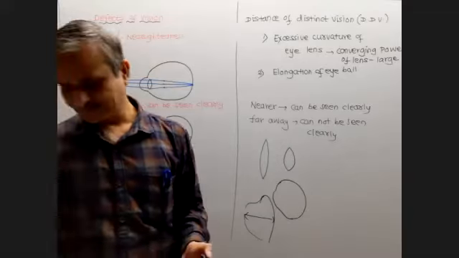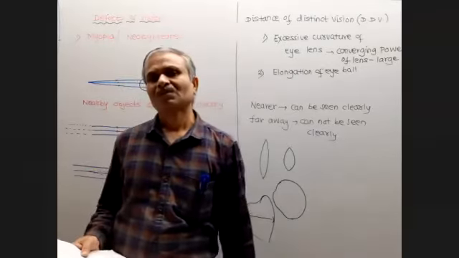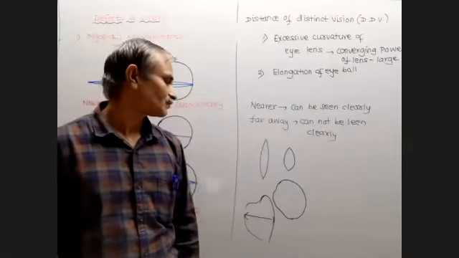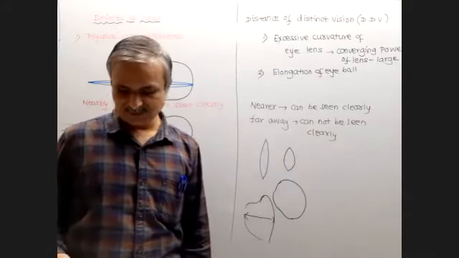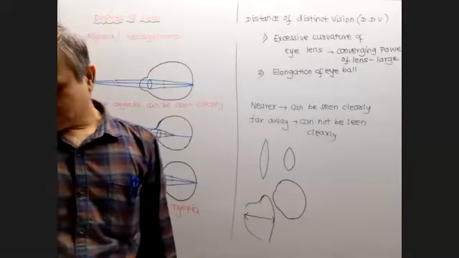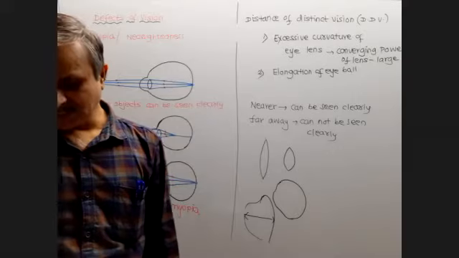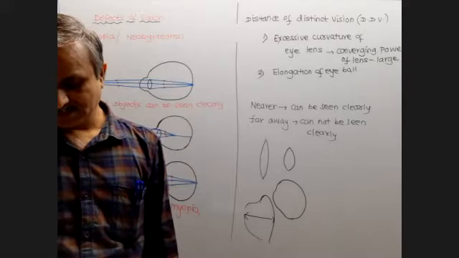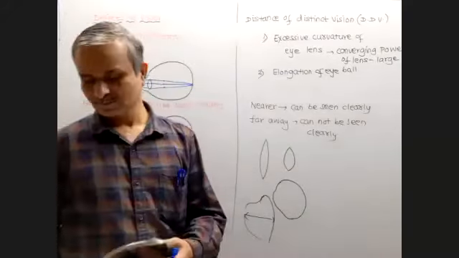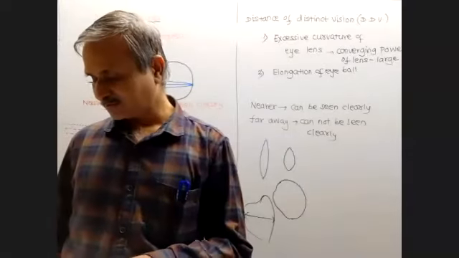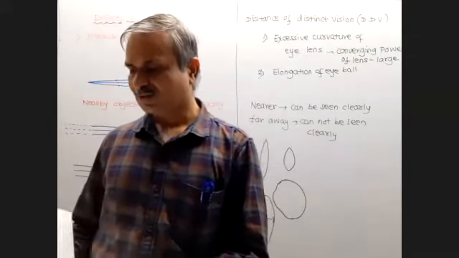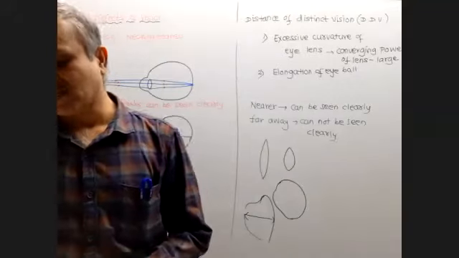It is about 25 centimeter for a normal eye. It is also called the near point of the eye.